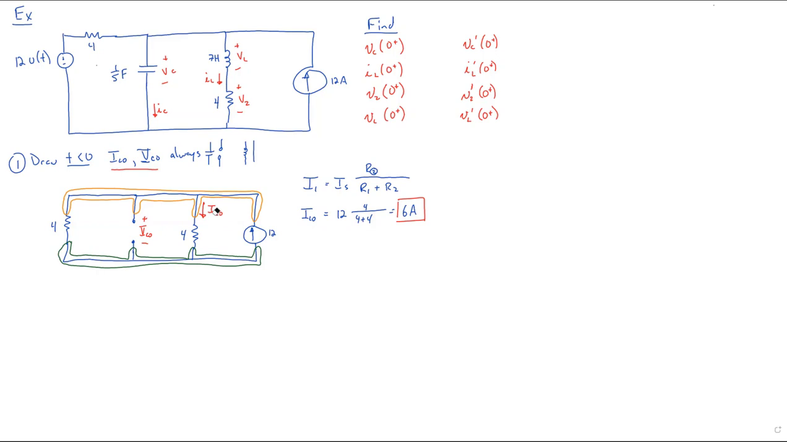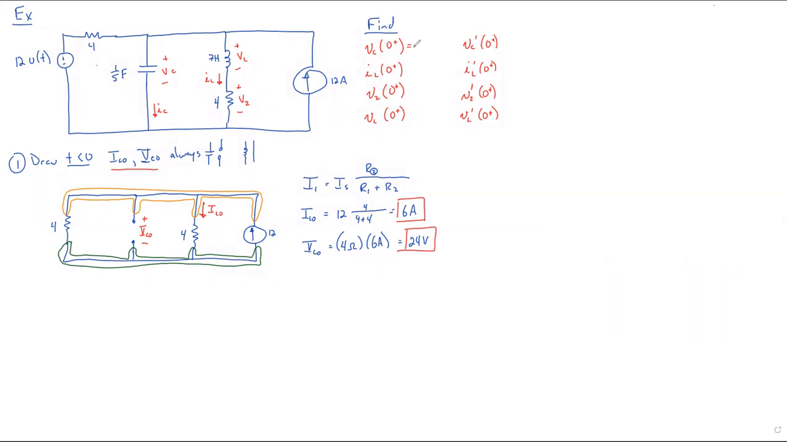because we know what IL naught is. We know that there's 6 amps running through here. And since there's 6 amps running through here, VC naught by nodals has to be the same as the voltage across this 4, and the voltage across the 4 by Ohm's law has to be equal to 4 ohms times 6 amps that we just calculated above, which is equal to 24 volts. And so now we found the first of our initial conditions.